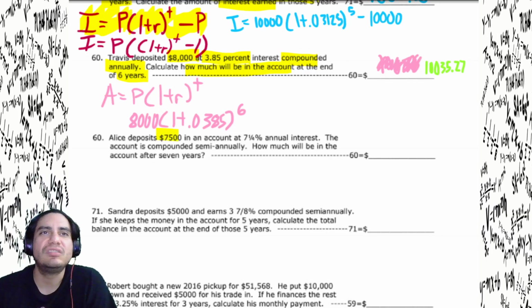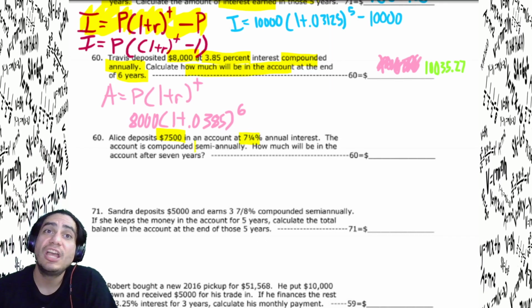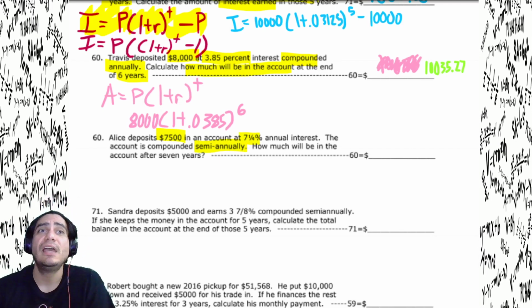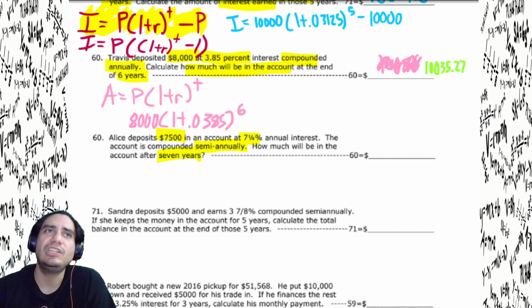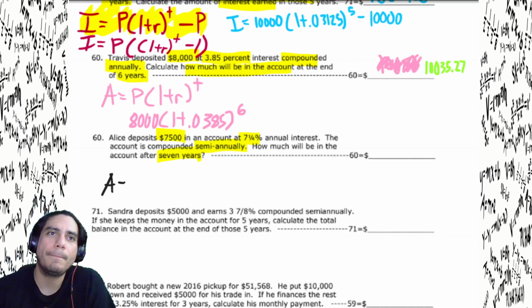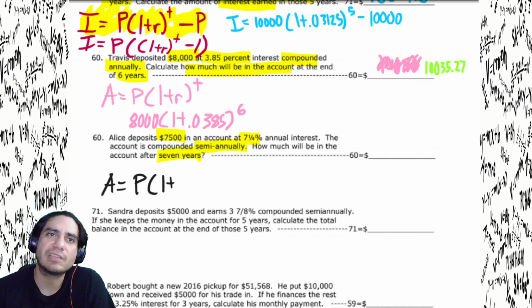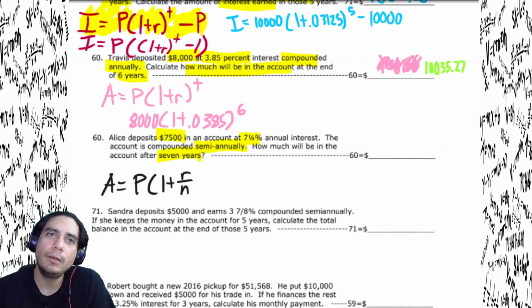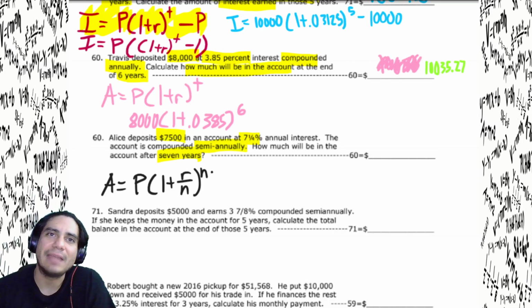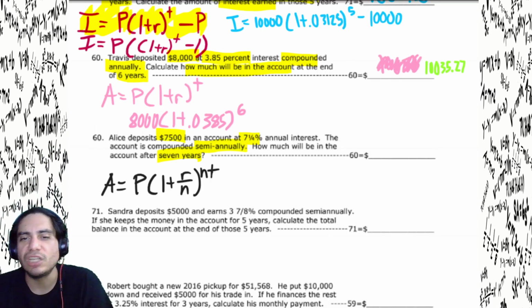We got ourselves $7,500, 7.25% annual interest, compounded semi-annually. How much will be in the account after 7 years? We got ourselves that fancy multiple compounded formula: A equals P parentheses 1 plus R over N to the N times T power, okay? I was going to put the dot, but variables touching means multiply.